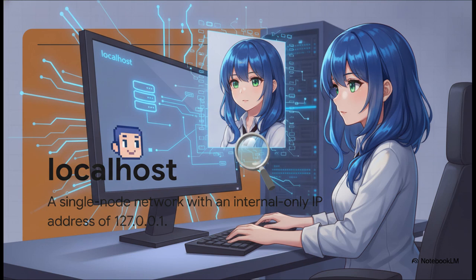Now, you might be wondering, what is the absolute smallest network you can possibly have? Well, it's a single-node network known as localhost, and it's assigned the internal-only IP address of 127.0.0.1. If your computer wants to communicate with a service running on its own hardware, like, say, a local print server, it addresses itself using this localhost IP. It's basically the machine talking to itself in a mirror.